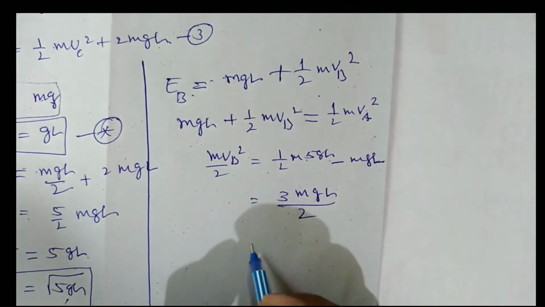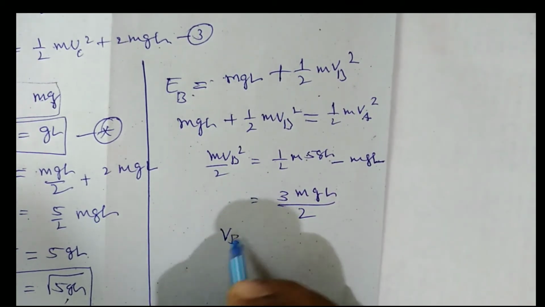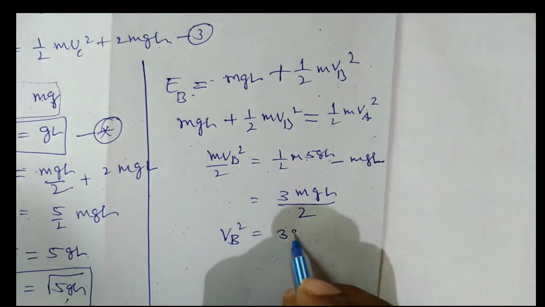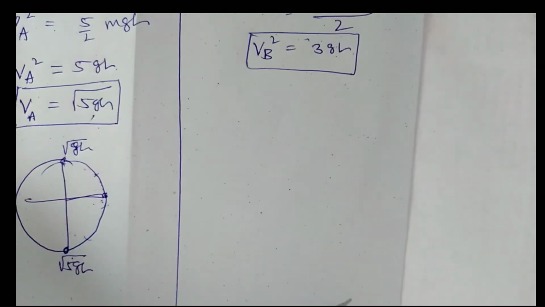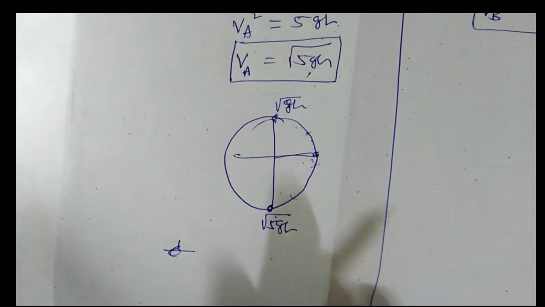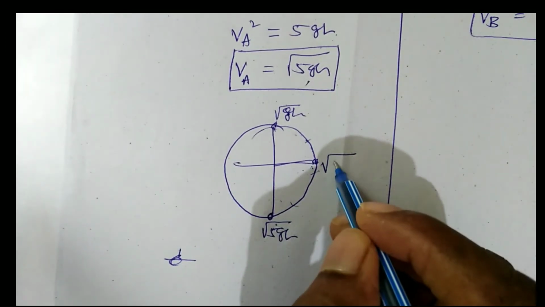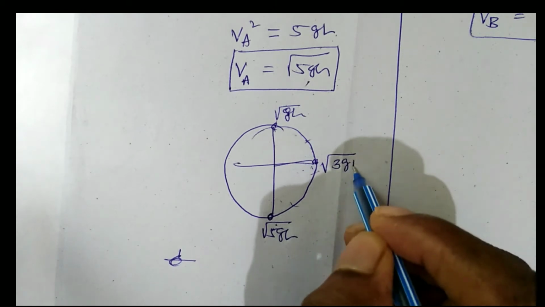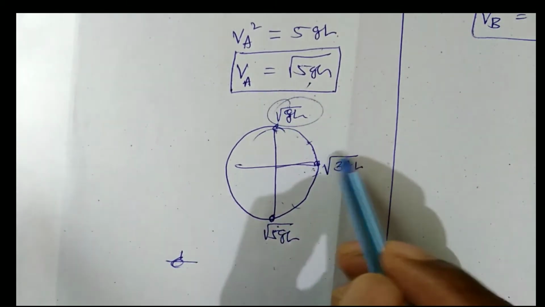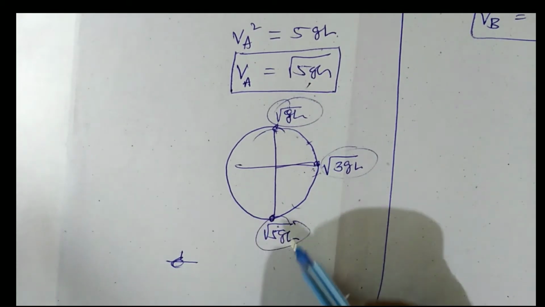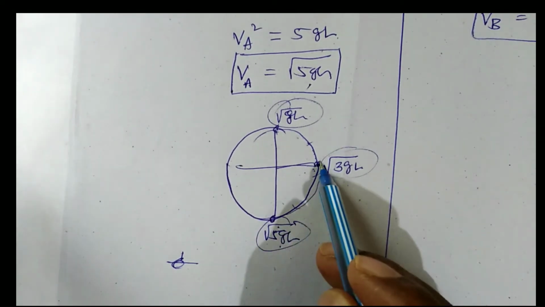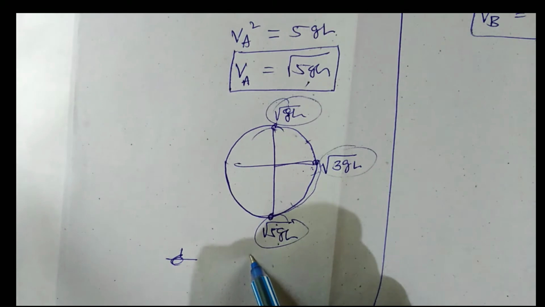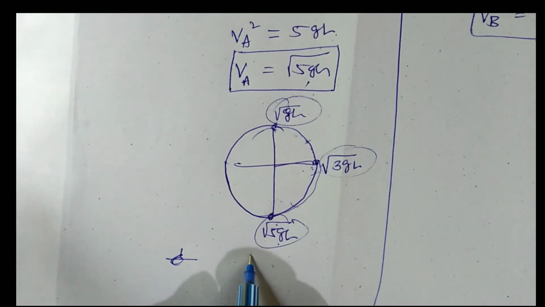2 cancels, so that you are going to get vb square, which is equal to 3gl. So this is the equation. So together in the diagram, if you write down, 5gl is square root of 5gl you are going to get. So 1 times, 3 times and 5 times the maximum velocity you are going to get. Then only it will complete one circle. So less than this, if you give, it is not going to complete the circle.